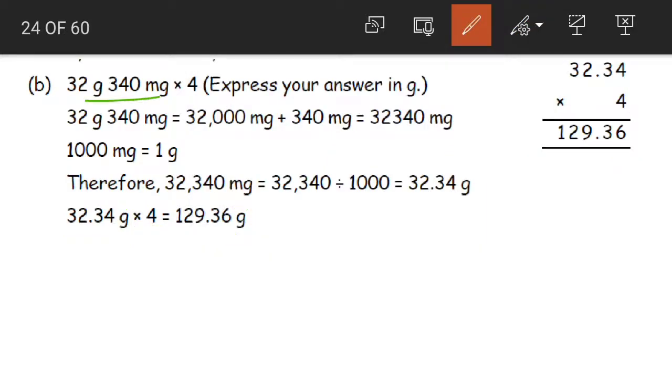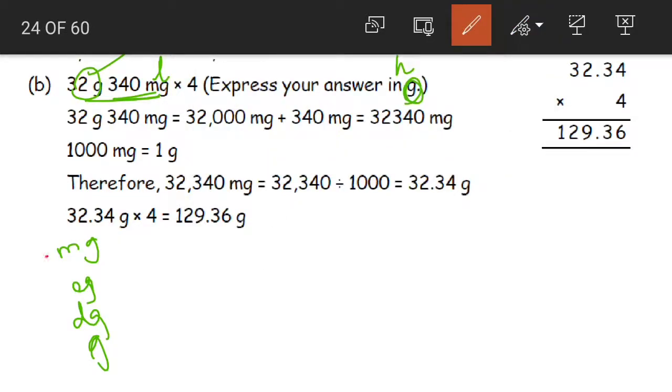We directly convert it into the unit that we have to express our answer in. We have to express our answer in grams. So what do we do? 32 grams is already in grams. Then we have 340 milligrams. We have milligrams, centigrams, decigrams and grams. So a lower unit is being converted into a higher unit of measurement.